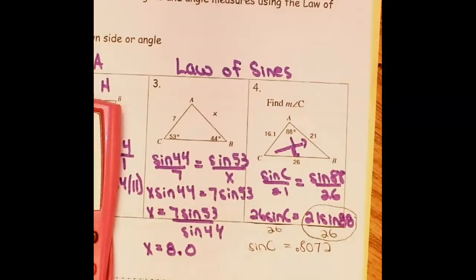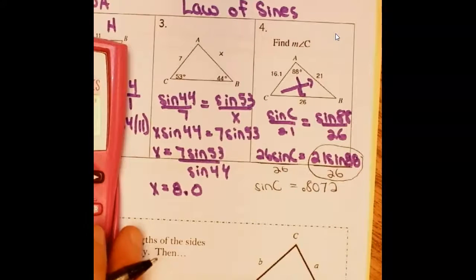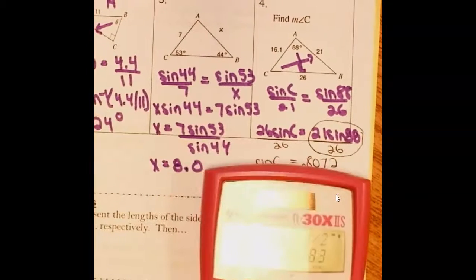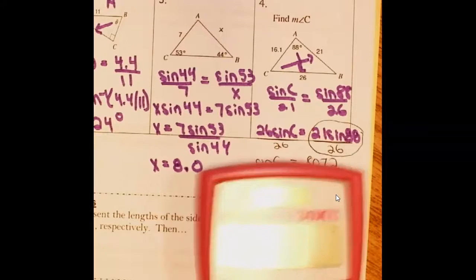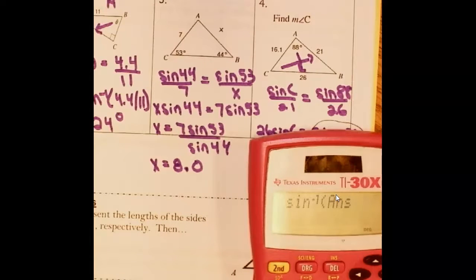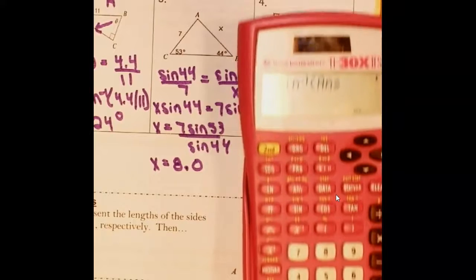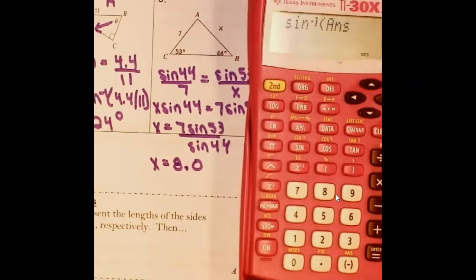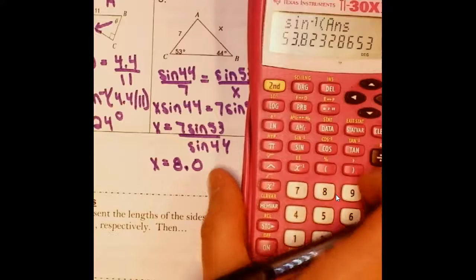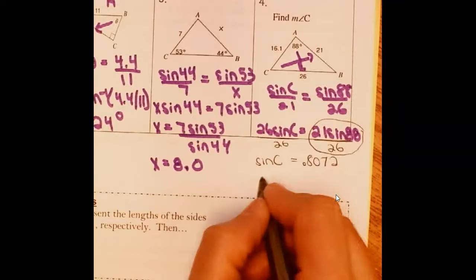Now again, we're looking for an angle. That means I have to use the inverse. It has all of those numbers stored in on our calculator. So we can do inverse sine of that answer. And that answer button is all the way down here. And finally, we end up with a 54-degree angle.